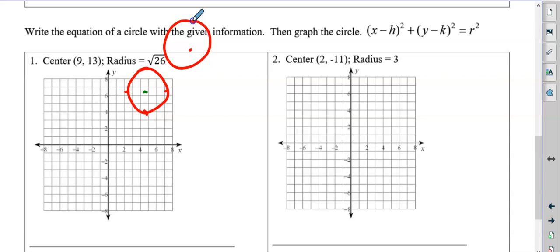It's not the best one. 2, negative 11, that's not too bad. 2, negative 11, it's going to be 9, 10, 11, about right here. Radius of 3, well, if it's 11, that means it's going to be right here. 1, 2, 3, 1, 2, 3, and then a little bit off the chart right there. There's your circle.